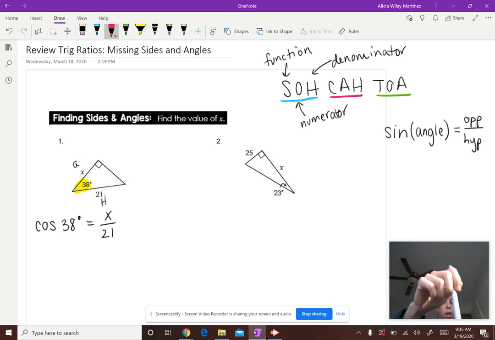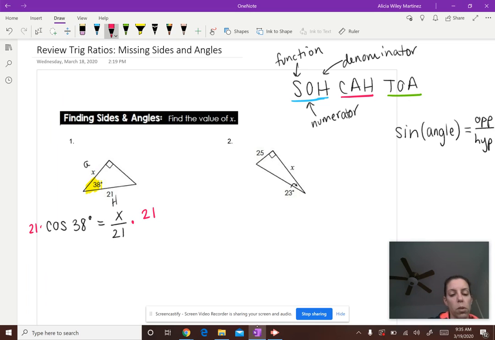So we're going to go ahead and move the 21 to the other side, and we do that by multiplying both sides by 21. Opposite of division is multiplication. So I do that here and I do that here. Remember, this is really 21 over 1, so that allows this to cancel out, leaving me with 21 times cosine 38 degrees equals x.